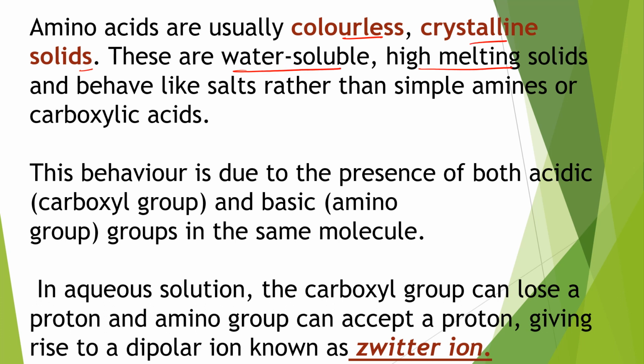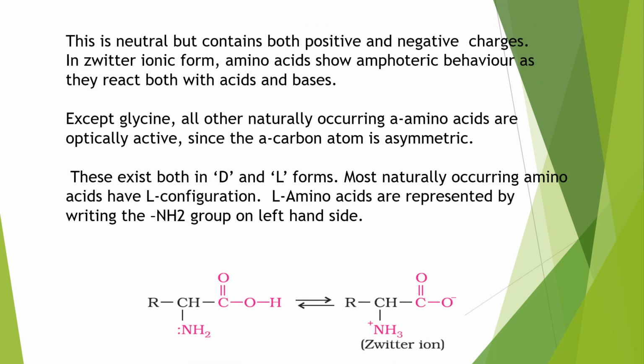They are water soluble, high melting solids and behave like salts rather than simple amines or carboxylic acids. Why do they behave like salts? That is a very important question because it is due to the presence of both acidic and basic groups in the same molecule. Now what happens in aqueous solution: the carboxyl group can lose a proton and amino group can accept a proton, giving rise to a dipolar ion known as Zwitter ion. Let's discuss this Zwitter ion in more detail. This is neutral but contains both positive and negative charges. In Zwitter ionic form, amino acids show amphoteric behavior as they react both with acids and bases.